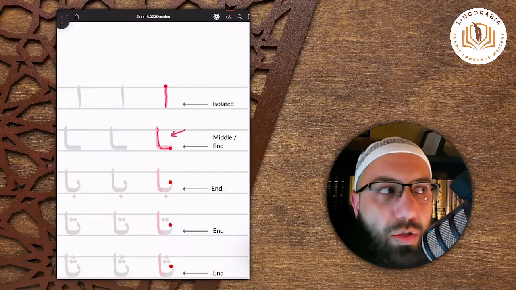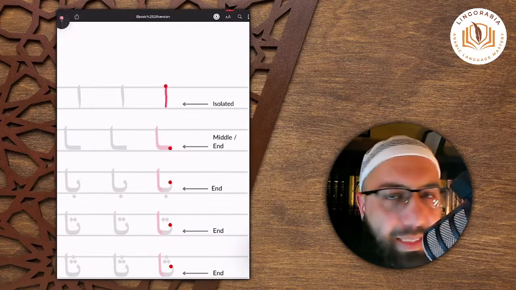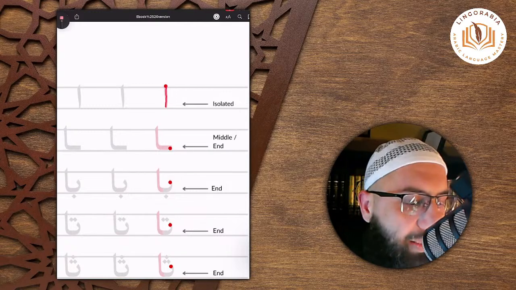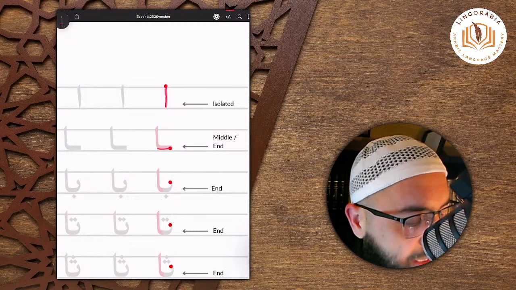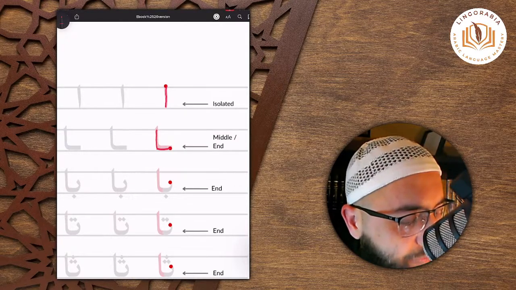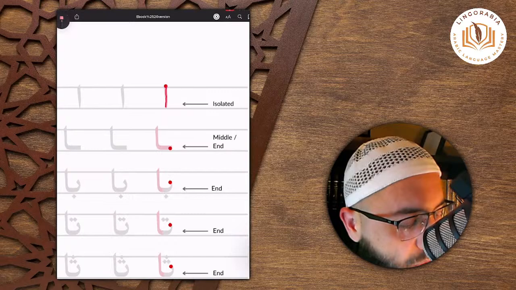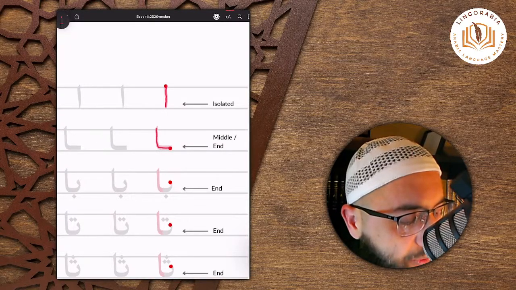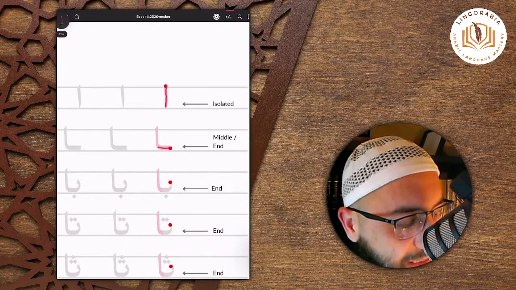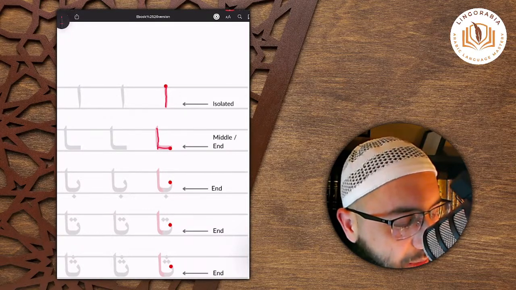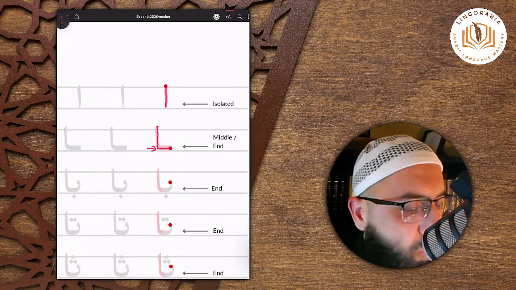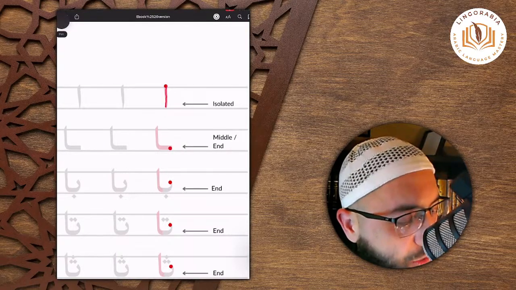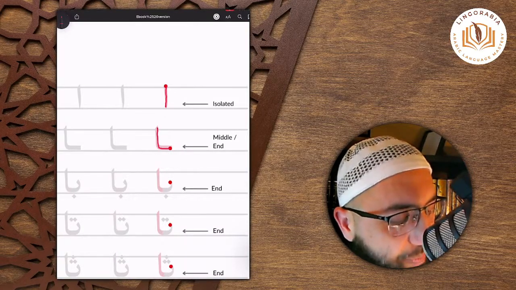At the end of the day, the Arabic language leans towards ease. So it is easier to go like this and then up. You start at the dot and you go from down to up. Going up, stopping, and then starting again to go down is a bit more difficult. So we go from here and immediately go up.